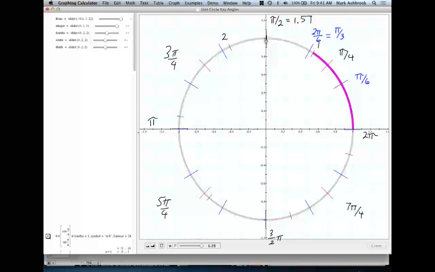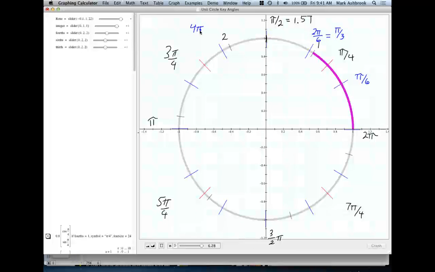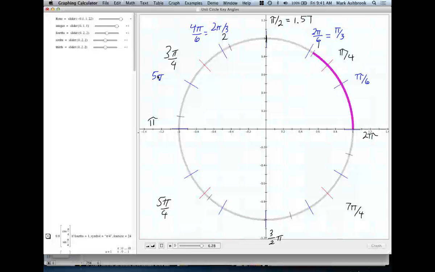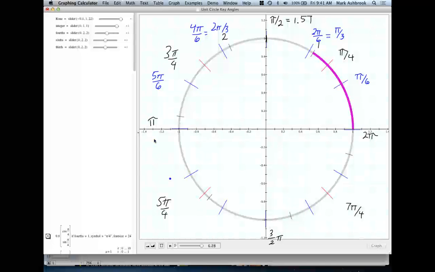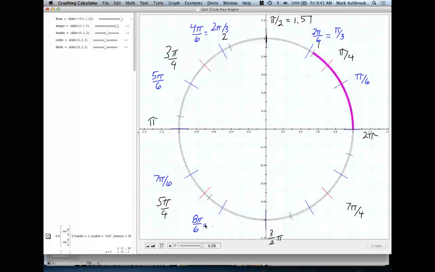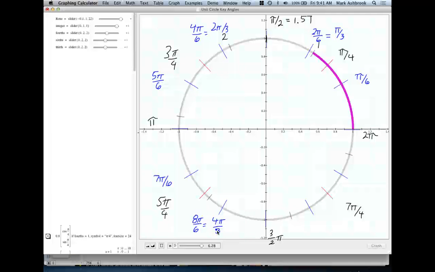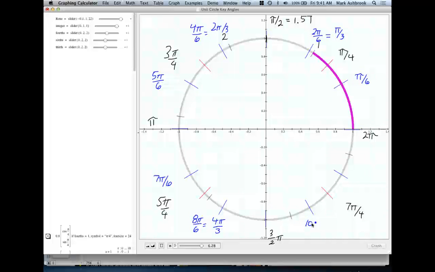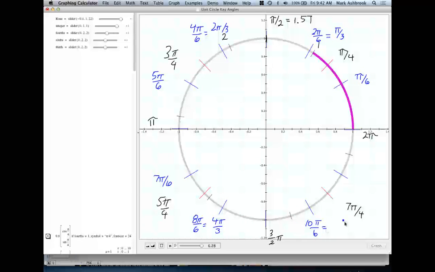3 pi over 6. Does it agree? 3 pi over 6. Yes. 4 pi over 6, which is 2 pi over 3. Again, 1, 2, 3, 4 pi over 6, 5 pi over 6, 6 pi over 6, obviously is pi, 7 pi over 6, 8 pi over 6. That one we can reduce. 4 pi over 3. 9 pi over 6. Does it make sense? Yes. 10 pi over 6, 5 pi over 3.